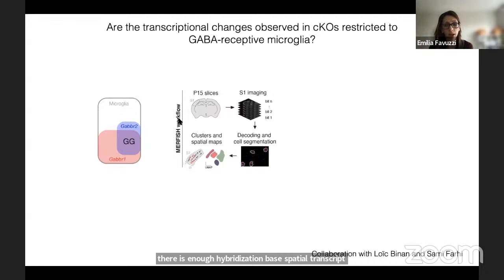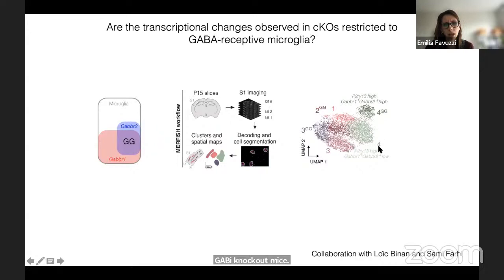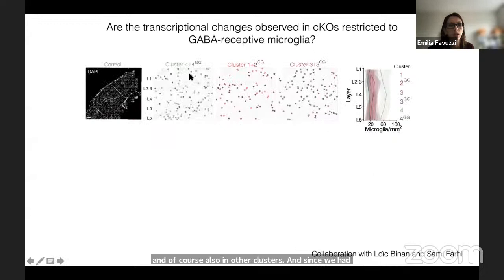And for example, when we clustered those cells, if you focus here on this cluster 4 and cluster 4 GG, these again are microglia that express higher levels of homeostatic microglia core genes. So they're similar to the cluster 4 microglia that I showed you earlier for the single cell RNA-seq. But now we could also distinguish those that express GABA-B receptors here and of course also in other clusters. And since we had spatial information, we could also see that in general, GABA receptive microglia are interspersed in the cortex among the negative cells, and they are uniformly distributed across cortical layers.